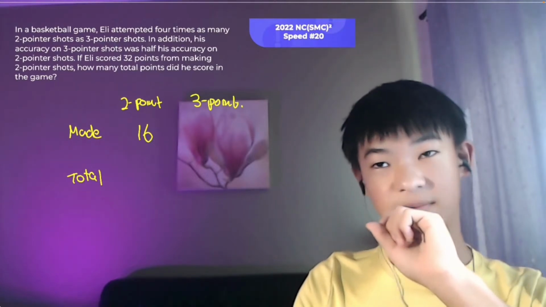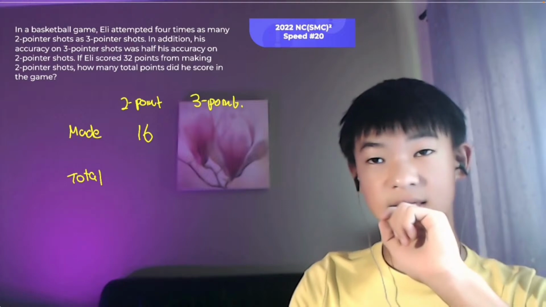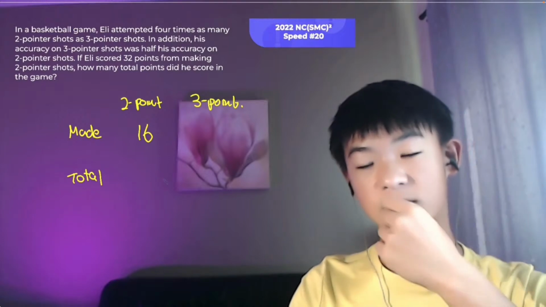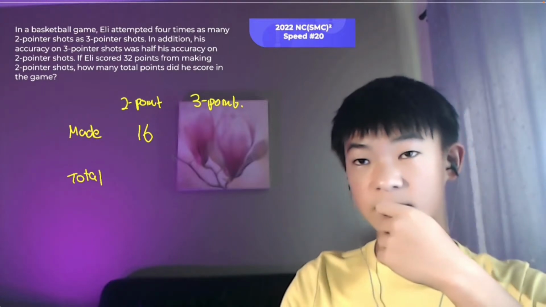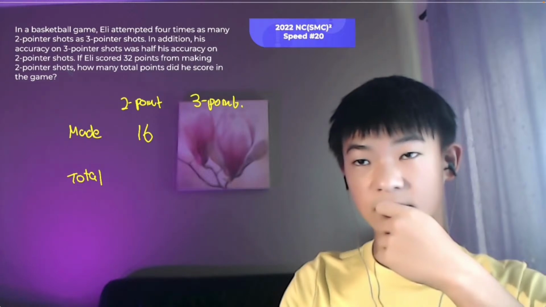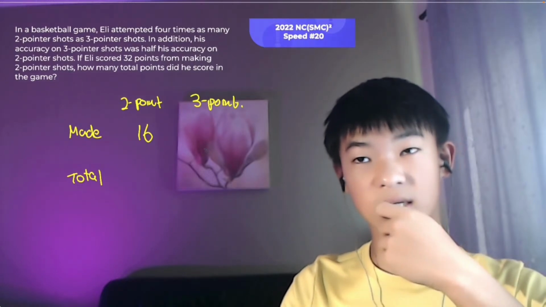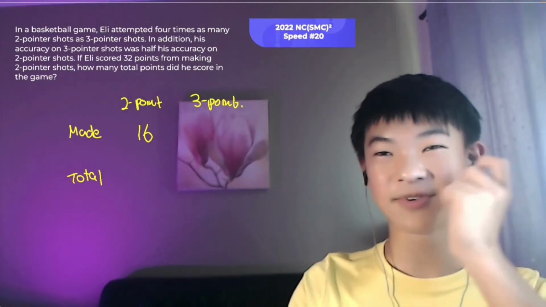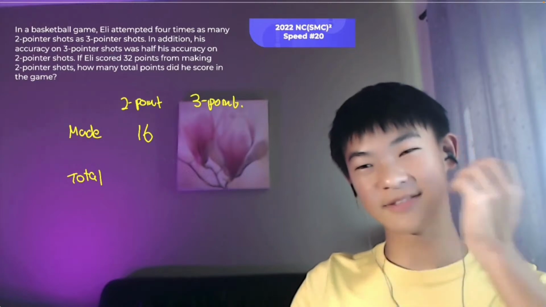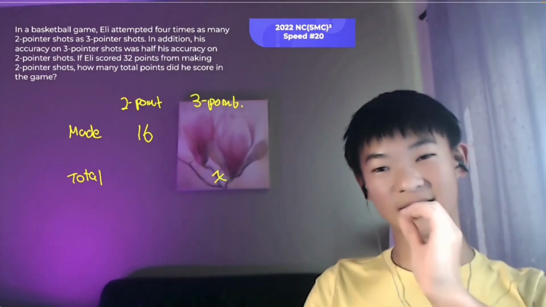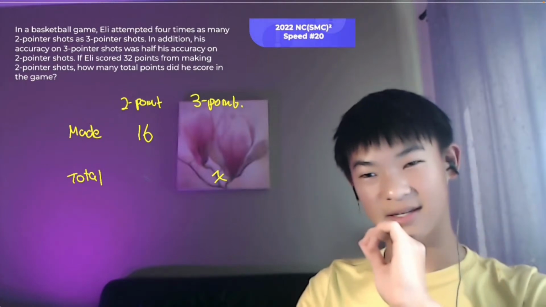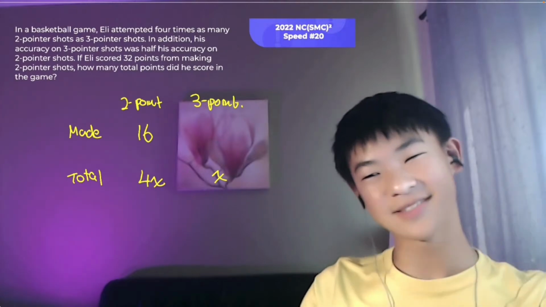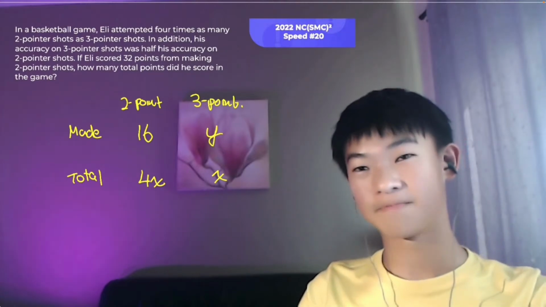Now looking back at our other information, it says his accuracy on 3-pointer shots was half his accuracy on 2-pointer shots. Okay, let's try this. Oh, here's another piece of information. Eli attempted 4 times as many 2-pointer shots as he did 3-pointer shots. So if we let X be the total attempts made for 3-point shots, then his total for 2-point shots would be 4X. And since we also don't know how many 3-pointers he made, let's call it Y.